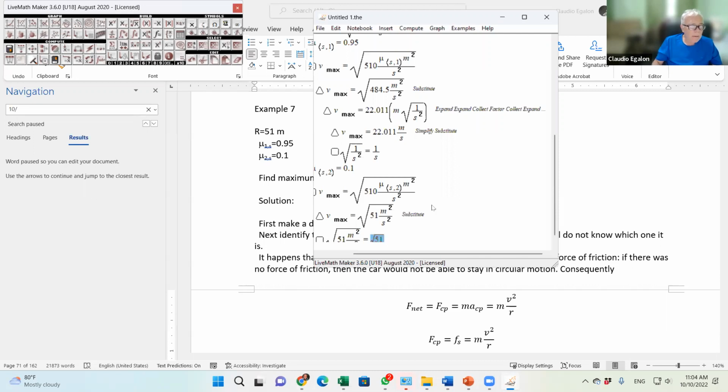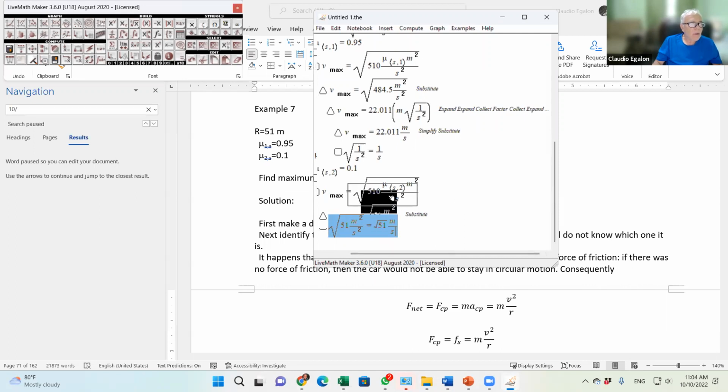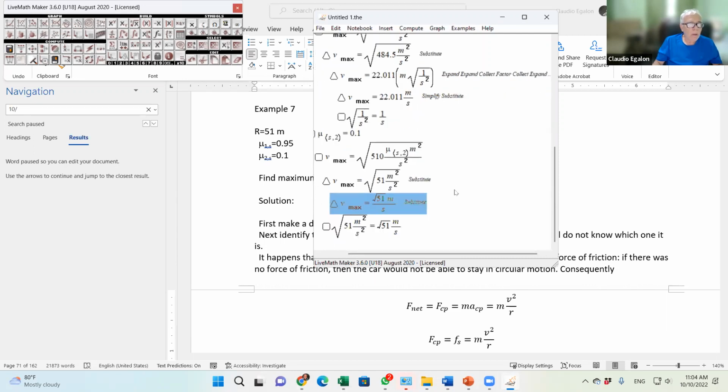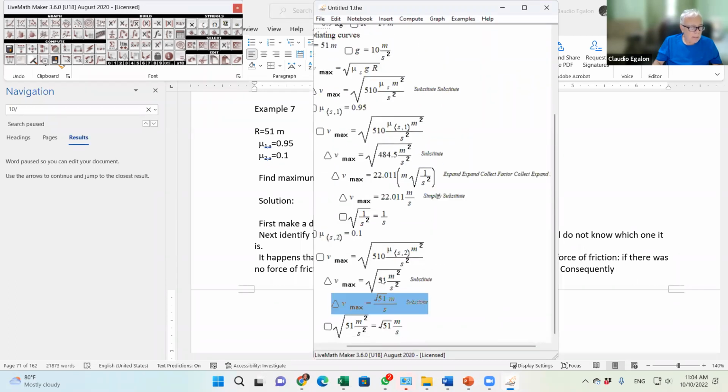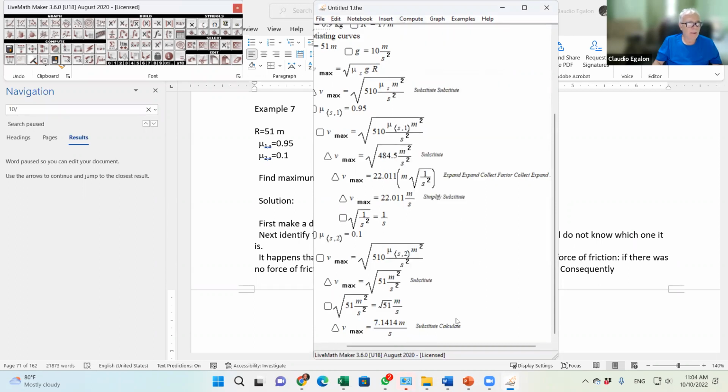51, right? And now he will be able to give me a result. Here you go. Square root of 51. What's the value of square root of 51? Is 7.1. See how much the difference is here between the pavement and the other? Icy pavement, dry pavement is a huge difference in speeds.